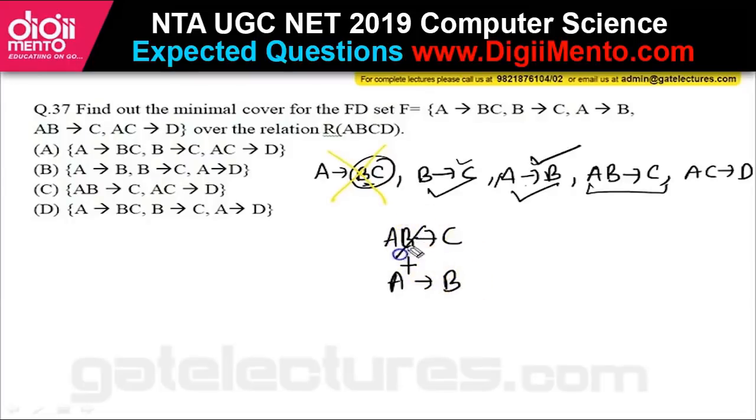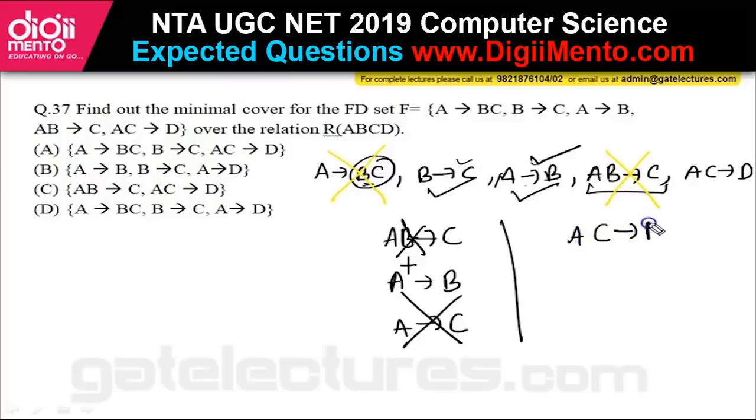So I can remove my B from here, because A closure, A plus, can give my B. So now what is left? It is left as A derives C, and we have already seen we don't need to write A derives C. Why? Because A is deriving B and B is deriving C, so we don't need to write it. So basically you can say that we don't need to write this one as well. I hope you get my point.